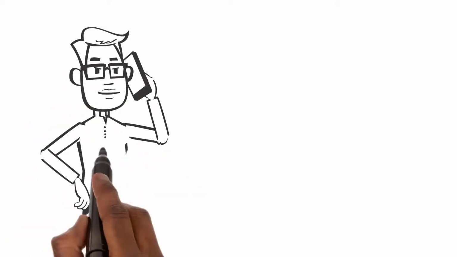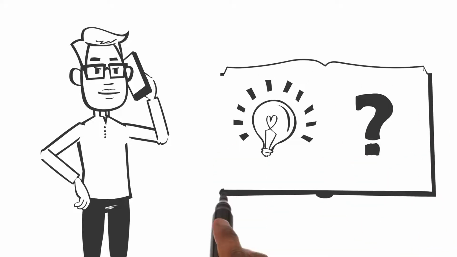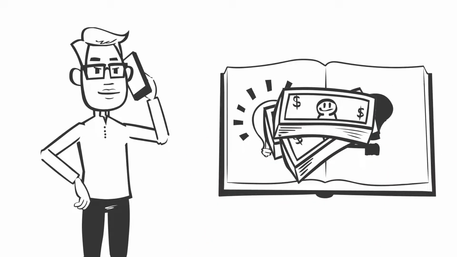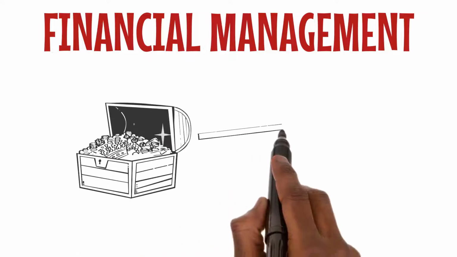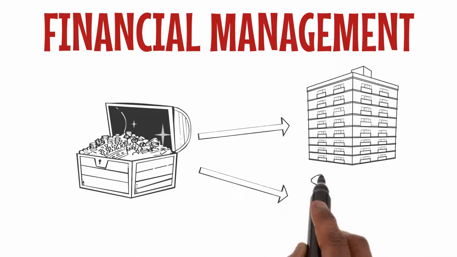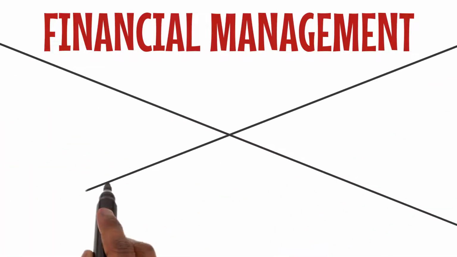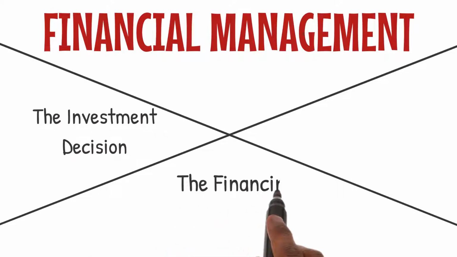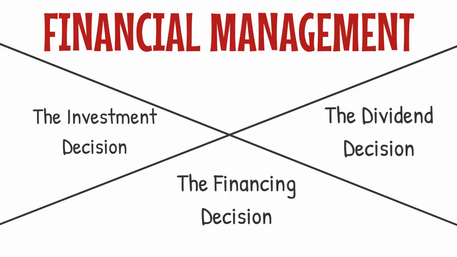Now, imagine you're a budding entrepreneur with a great business idea. You want to turn this idea into a reality, but you need money to make it happen. That's where financial management comes in. It's like a treasure hunt, where you learn to procure funds and invest them wisely for maximum profit. Financial management involves three main decisions: the investment decision, the financing decision, and the dividend decision. Let's take a closer look.